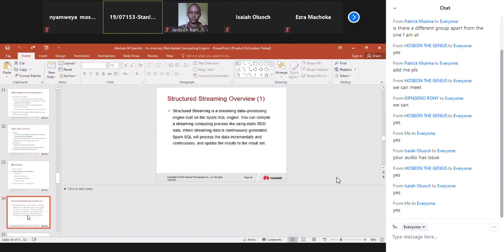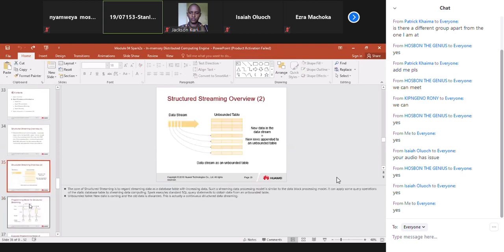Then we have structured streaming overview. Remember, when we looked at the architecture of Spark, it's like now we are looking at each and every part. What is structured streaming? Structured streaming is a data streaming processing engine built on the Spark SQL engine, and you can compile streaming computing processes like static RDD data. When streaming data is continuously generated, Spark SQL will process the data incrementally and continuously and update the results to the result set.